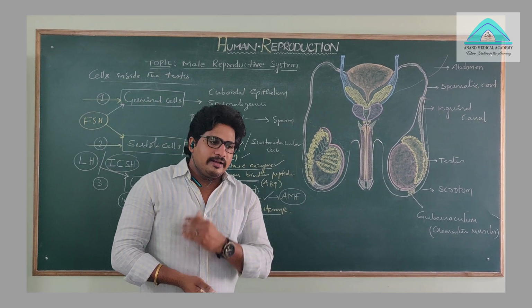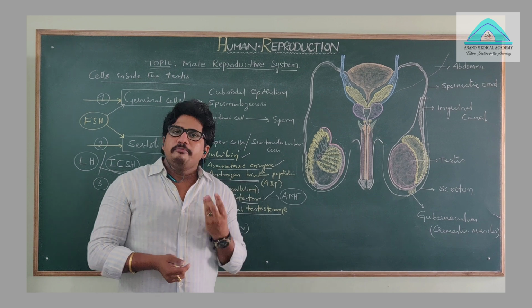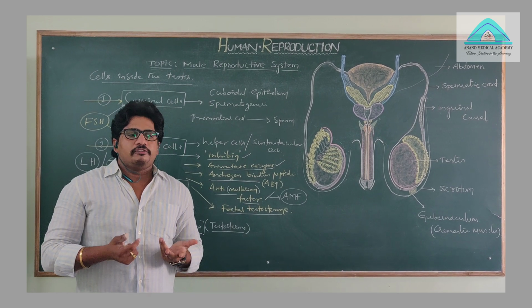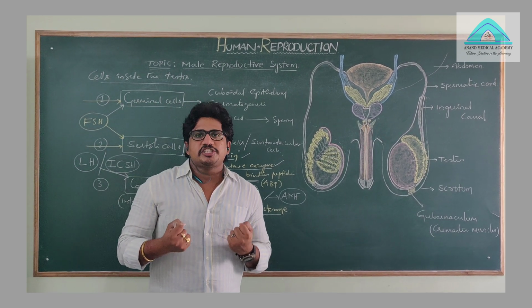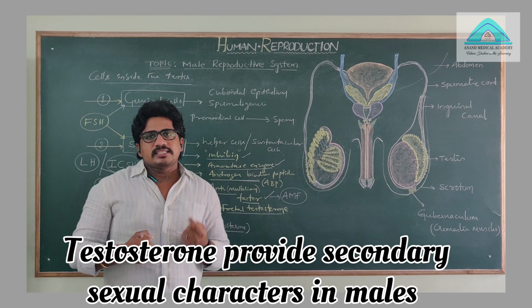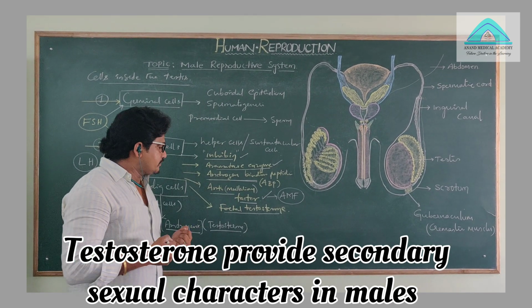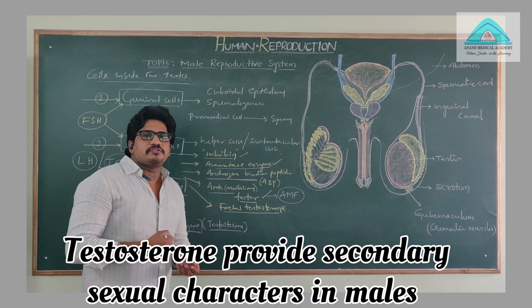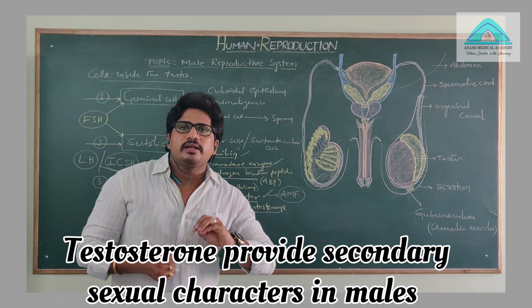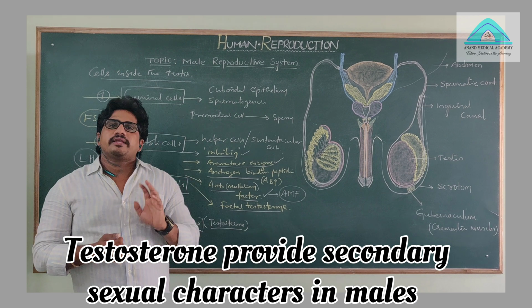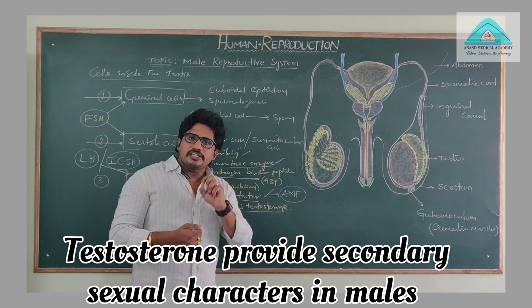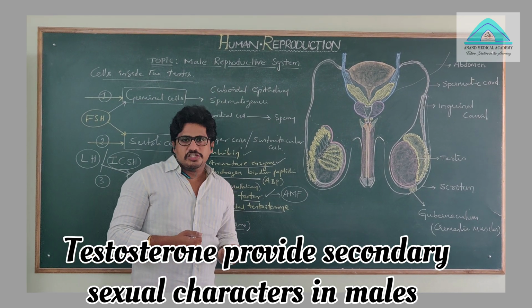They are nothing but development of a beard, development of mustache, and the development of muscles, musculation, the time of aggressiveness, production of more RBC. All these are the functions of the testosterone. Such functions are called secondary sexual characters. Secondary sexual characters can easily distinguish an adult from the child.